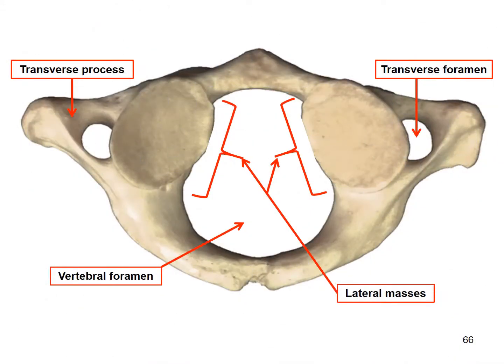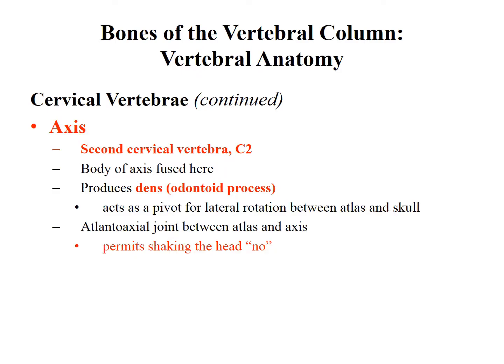And again, just looking at our lateral masses, our vertebral foramen, just like we had elsewhere in the vertebral column, we have the transverse foramen found only in the cervical spine, and the transverse process. Now the next atypical vertebra is called axis, or C2.